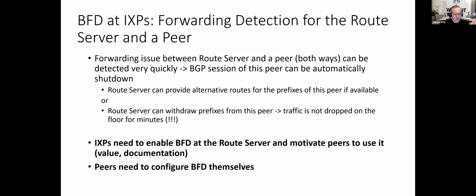If you look into what could be the outcome of this: if there is an issue on the forwarding path between the route server and the peer, and again, it also works in both ways, then the BGP session between the peer and the route server can be terminated. The route server, by this means, can detect that there is an issue with the peer, can select alternative routes for the prefixes announced by the peer, and send out an update to all the other peers about that very quickly.